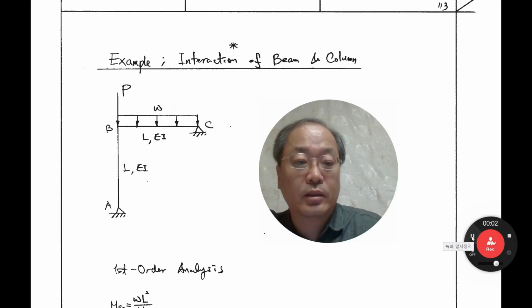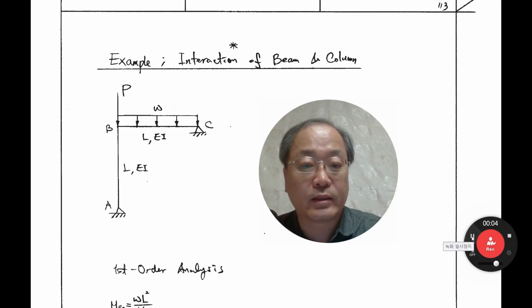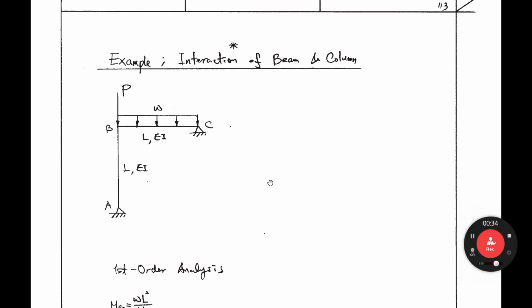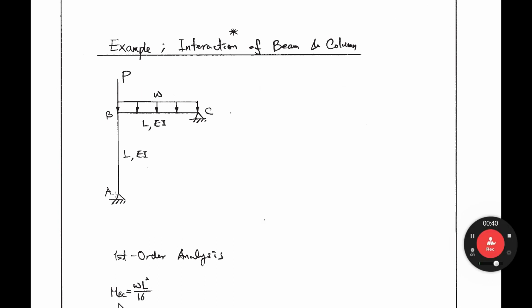In this lecture, I'd like to present interaction of beam and column doing second order analysis. That means nonlinear analysis. Okay, let's look at this one. You see the column here and the beam here. At the top of the column, we have the axial force P. On the beam, we have uniform load omega. The beam length L, the stiffness is EI, column L, and EI, A, B, C.